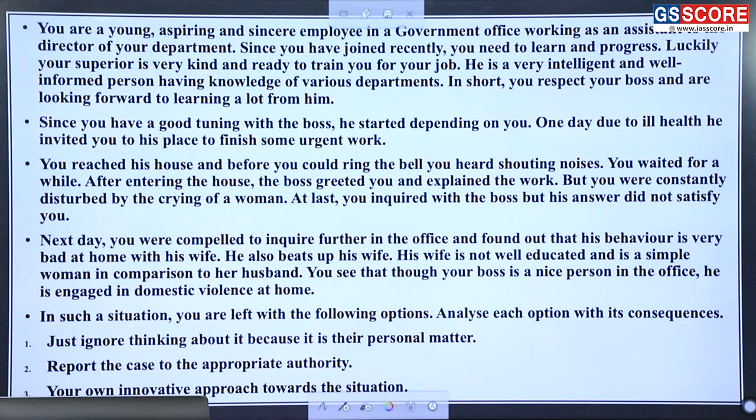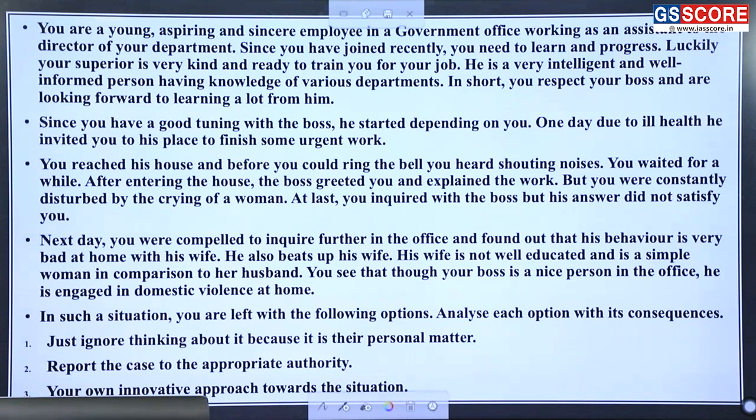Since you have a good rapport with the boss, he started depending on you. One day, due to ill health, he invited you to his place to finish some urgent work. You reached his house. Before you could ring the bell, you heard a shouting noise. You waited for a while. While entering the house, the boss greeted you and explained the work, but you were constantly disturbed by the crying of a woman. At last, you inquired with the boss, but his answer did not satisfy you.